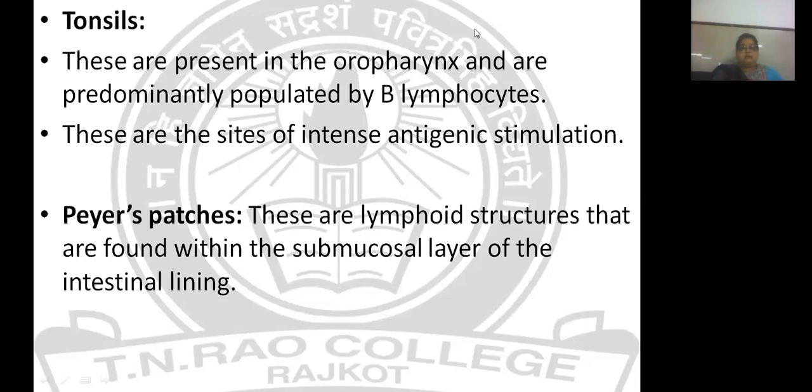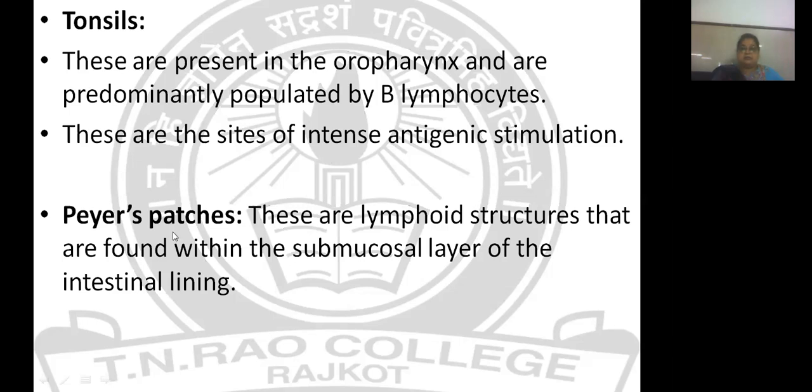Tonsils. They are present in the oropharynx and are predominantly populated by B lymphocytes. Oropharynx means where the esophagus, pharynx and larynx are connected with the mouth. In that area you find the tonsils. They are the site of intense antigenic stimulation because from air or from the nose, the antigen directly encounters the tonsil, and from the mouth also the antigen directly encounters the tonsil. So it is highly loaded with antigenic stimulation.